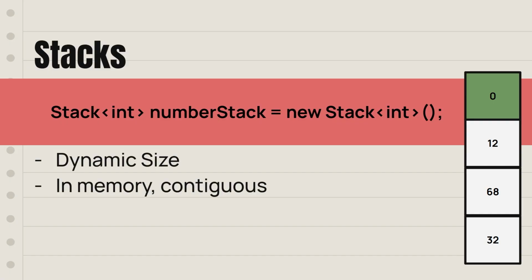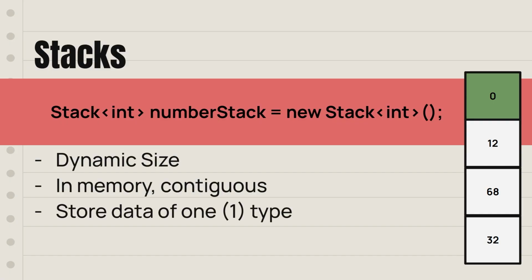And since it's an array, it has to have all that space in memory right next to each other. Again, they can only store data of one type. You put that one type inside the template space here. And stacks operate under this logic called last in, first out, also known as LIFO, that abbreviation.